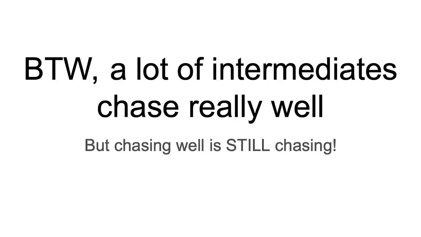And interesting point here, a lot of intermediates actually do chase really, really well. I call it high-level begging, right? And so what happens is you're chasing the girl and you're being charismatic, you're being cool, you're even solving problems sometimes relatively well and passing shit tests. But the problem is if you're chasing well, you're still fundamentally chasing and the girl has the upper hand, and that's a huge problem in your game.